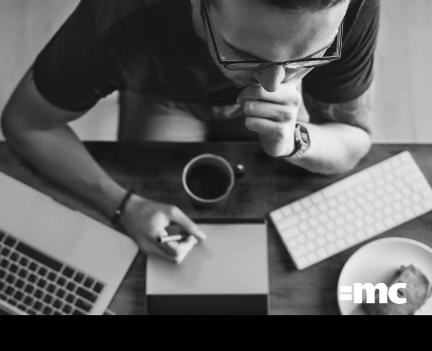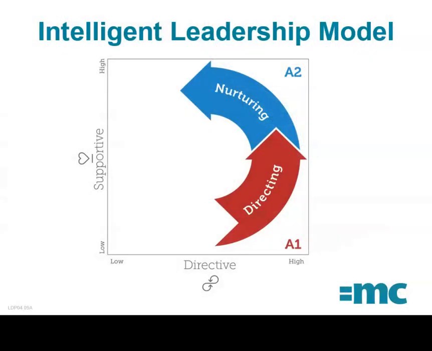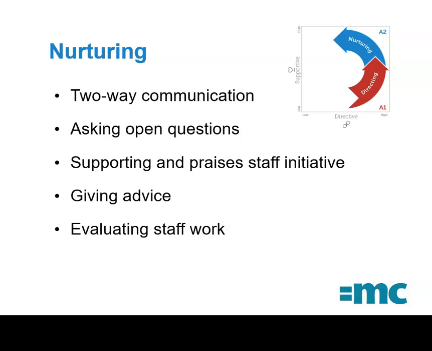The second style sits on the top right corner of the DAO. This approach involves using high levels of both directive and supportive behavior. We call this the nurturing approach. Let's consider some characteristics of nurturing. As we move towards a high level of supportive behavior, the nurturing leader will use more two-way communications and ask open questions. We're dialing up the support while keeping hold of our high dial of direction.